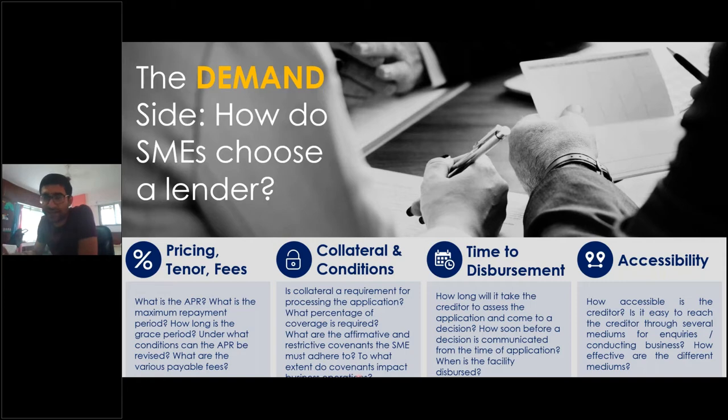Time to disbursement. This is purely about the time we take today from the day a particular SME applies for a loan until we are able to disburse it. Clearly, there is no benchmark and no clarity given to the SMEs in terms of how the disbursal process works. And I think that is also one of the major elements on the demand side which influences the loan. And the last is, of course, how accessible is the creditor? Is it enough that they are able to reach out at the right time in order to get the credit or not? So accessibility also becomes a major constraint on the demand side.